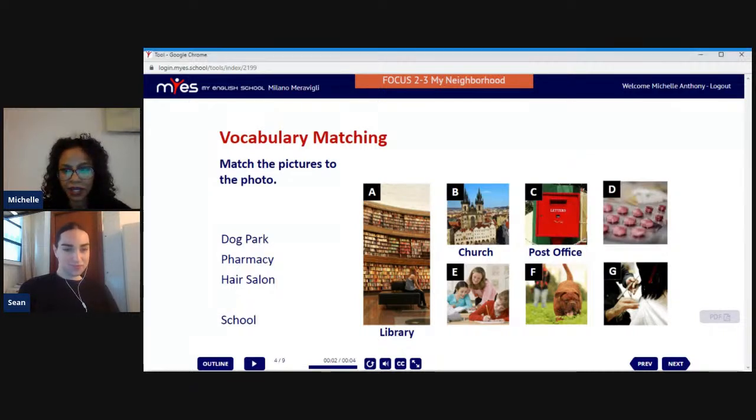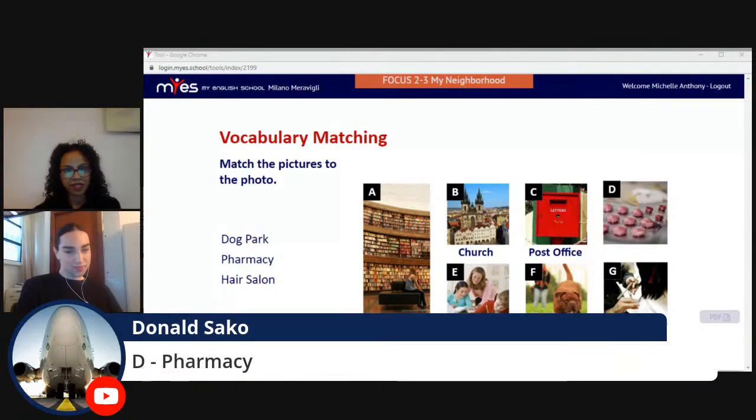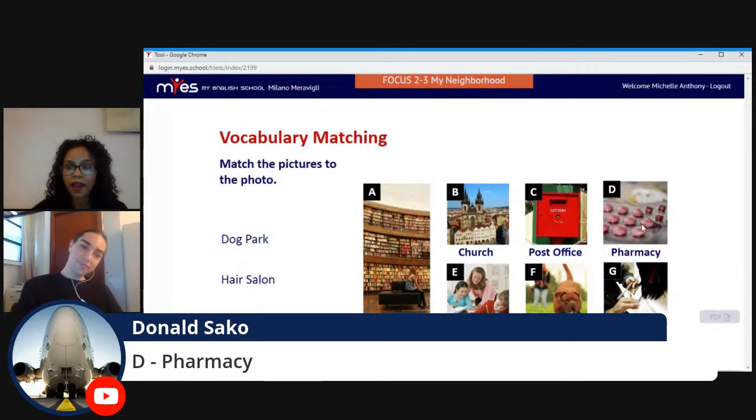Picture D. Pharmacy, fantastic. And E is a school. Donald also participating. He says it's a pharmacy. You guys are right. Fantastic. It is a pharmacy. So the place where you buy your medicines is called a pharmacy. But in the picture, you can see pills.